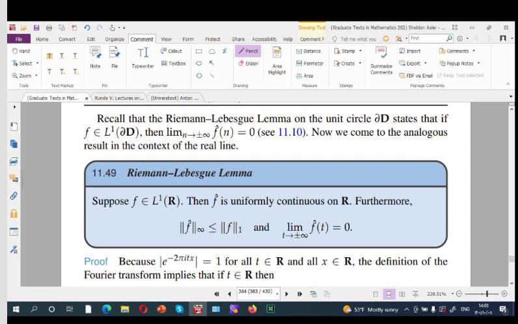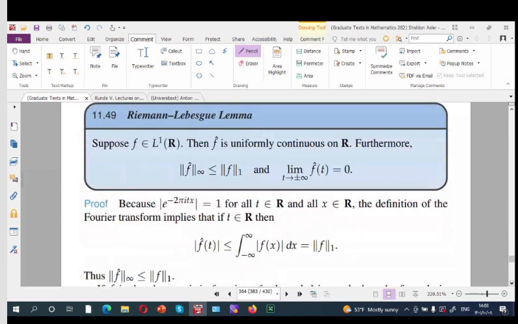Now we have the Riemann-Lebesgue lemma. Suppose f belongs to L1 of R, then f hat is uniformly continuous on R. Furthermore, we have this relation, and the limit of the Fourier transform at infinity equals 0. The proof is easy. We know that this equals 1.